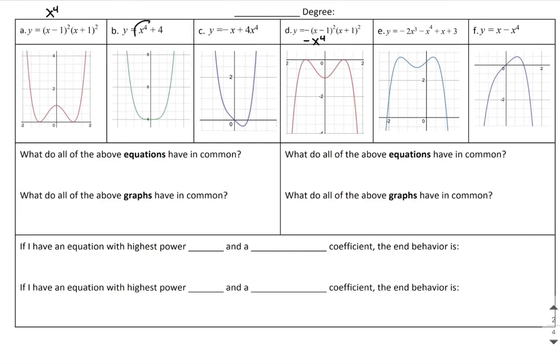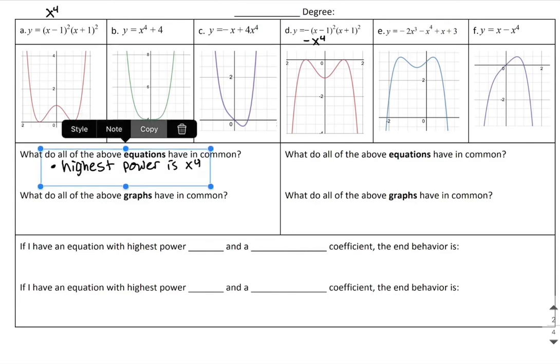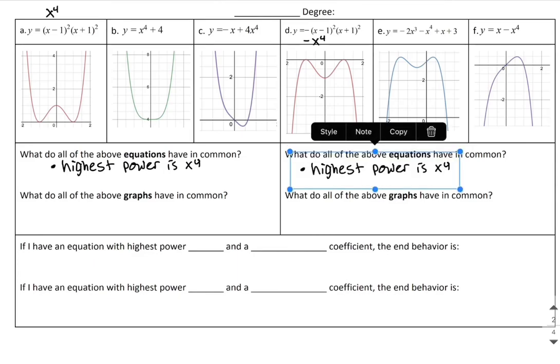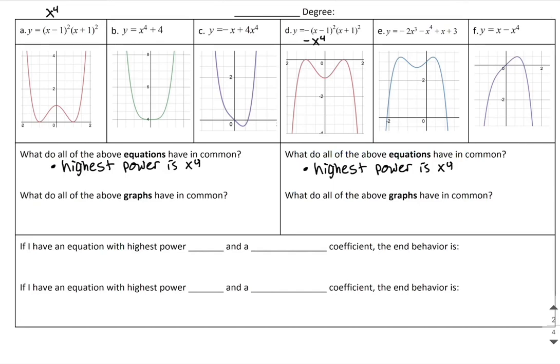But for all the other ones you can obviously see x to the fourth power is the highest power. All right, what do all of these have in common? The highest power is x to the fourth power. I'll copy this and paste. So the highest power is x to the fourth power. The difference between these three on the left, A, B, and C, and D, E, and F is, again, the sign of the coefficient for that highest power.